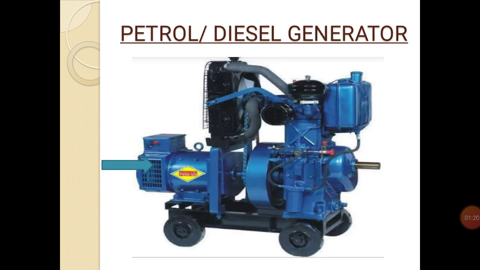This is a petrol or diesel generator. It has two parts: the petrol engine and the alternator. The petrol engine or the diesel engine and the alternator are coupled to each other such that when the petrol engine is rotated, the alternator so coupled also starts rotating and hence produces electricity.